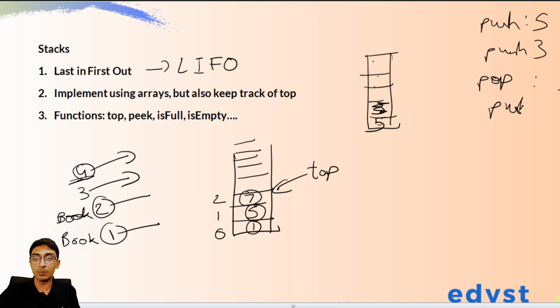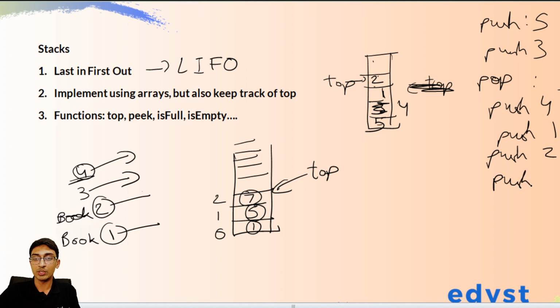Then if we push 4, 4 will get pushed at this point. Let's say we push 1, 1 will get pushed. At this point, top is pointing over here. When we push 2, 2 will get pushed here, and top is now here. And when we push 7, top again moves over here.